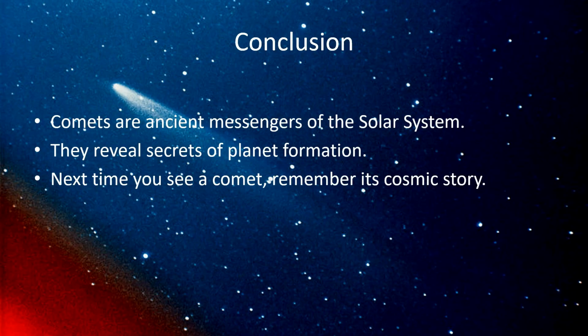So in conclusion, comets are ancient messengers of the solar system. They tell us about the past, about planet formation, the formation of the solar system. And so next time you see a comet, which there's going to be one in the near future, there always is, and if you see it, hopefully it'll be bright enough to see with the naked eye, remember that that's a cosmic story. That's telling us about our past.